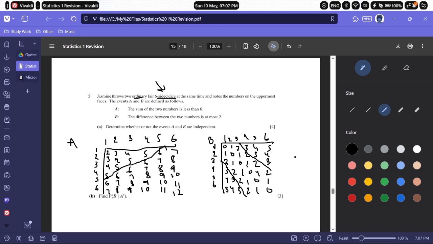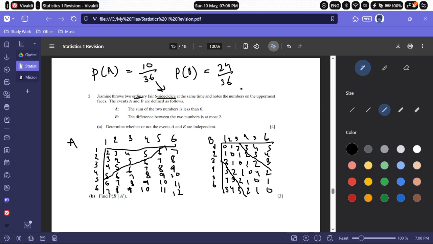Now just list what P of A is. The total outcomes is 6 times 6, which is 36. The favorable ones would be 1, 2, 3, 4, 5, 6, 7, 8, 9, 10. This is 10 over 36. P of B would be 1, 2, 3, 4, 5, 6, 7, 8, 9, up to 24. This is 24 over 36.